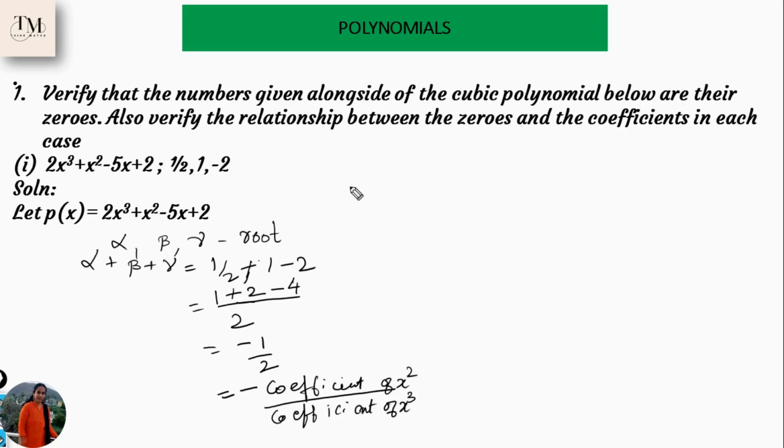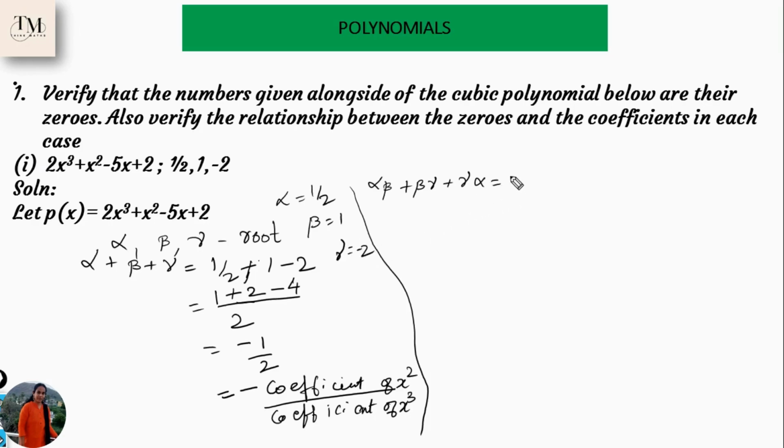Next we have to prove that the product of two roots taken at a time, alpha beta plus beta gamma plus gamma alpha. Here I took the roots as alpha equal to 1 by 2, beta equal to 1, gamma equal to minus 2.